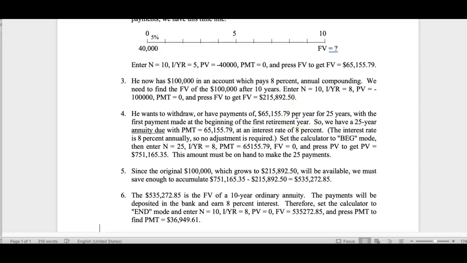Okay. So the next part of this assignment is that he wants to withdraw payments of $65,000, because that's what $40,000 is going to be worth in 10 years. And so what we need to do is have this annuity pay out for 25 years. So how much does he need to have?